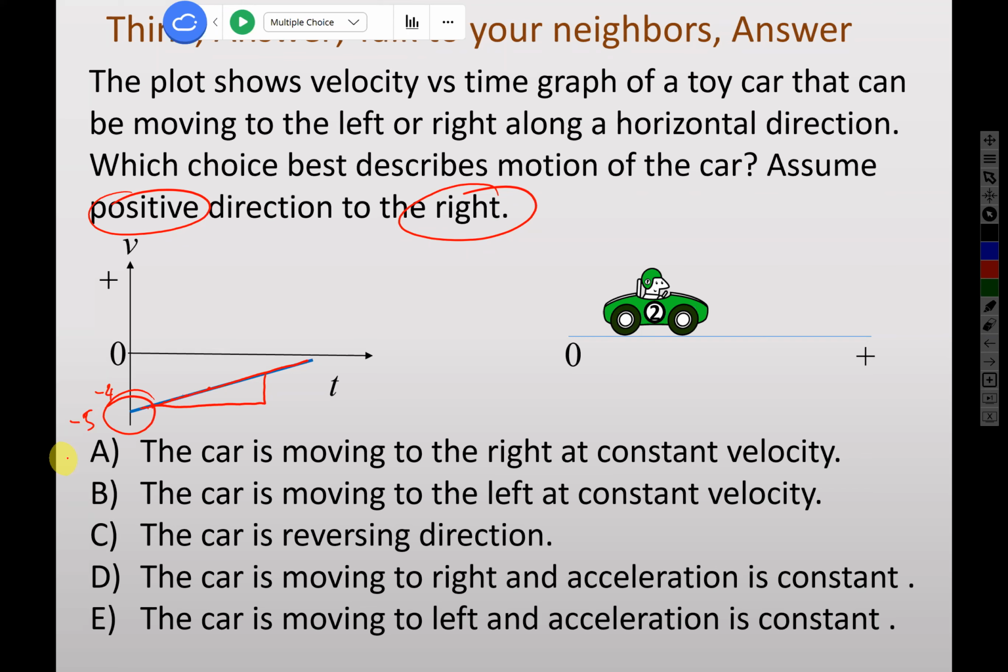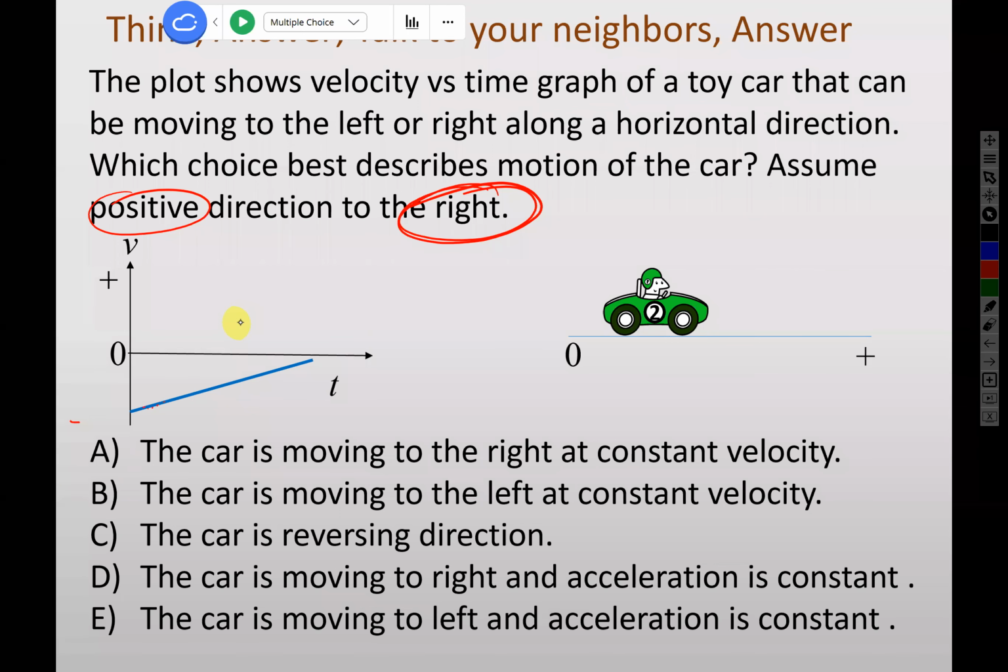Yes. So how did I know velocity and acceleration are in opposite directions? Because velocity is all over this negative side, right? But the slope of this line is positive. So slope is the acceleration. And positive means to the right, and negative means to the left. So now let's take a look at what these options are saying.